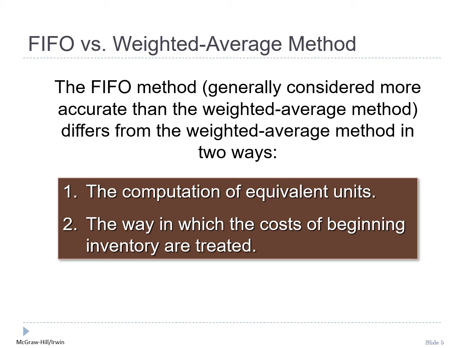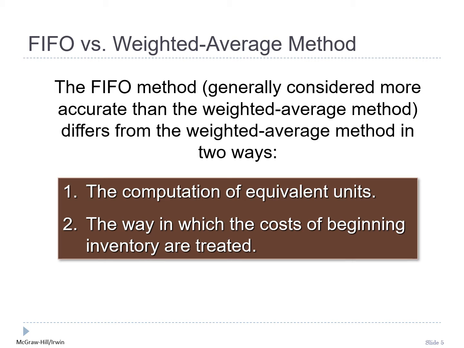The assumption in FIFO is different from weighted average. In weighted average, regardless of the percentage of completion of the beginning inventory, we assume it started during the period. So the percentage of completion you assign to it is always 100%. But when it comes to FIFO, it is not like that, because FIFO means first in, first out.